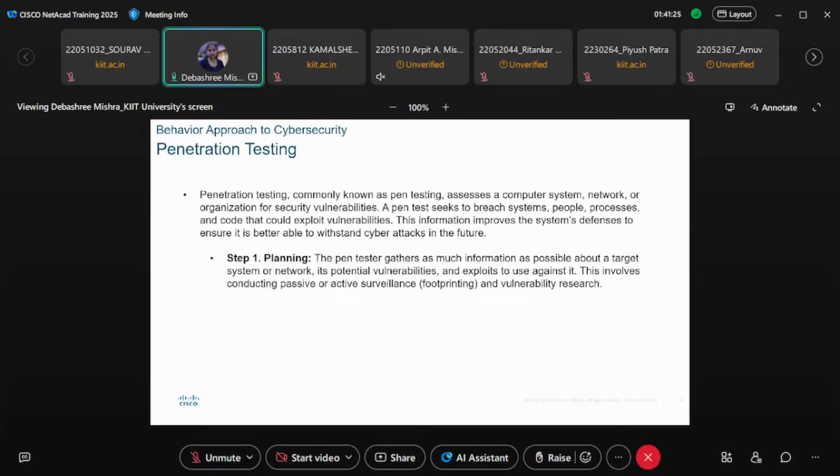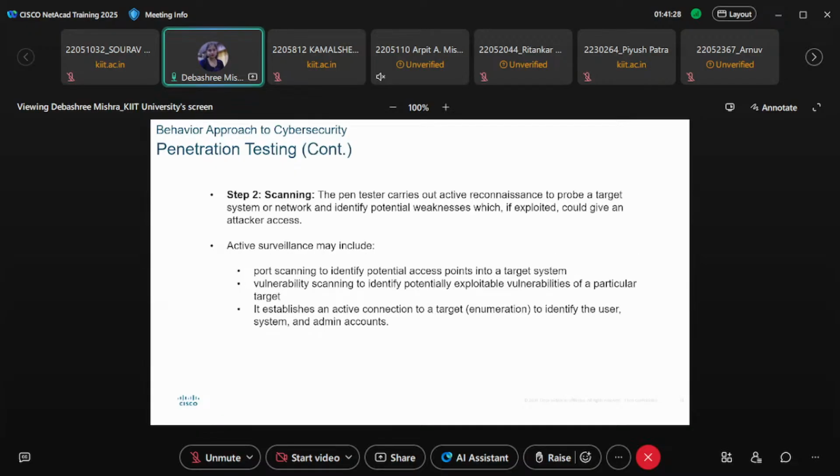The first step is that you need to do planning. The second is you need to scan, meaning you are testing. You will test which are the important ports and the weaknesses of this particular network, from where the malicious attacker can get in. For that we can put in some surveillance methods like port scanning and vulnerability scanning. Then we need to check active connections to the target, so that the user or the admin accounts can identify this kind of attack.